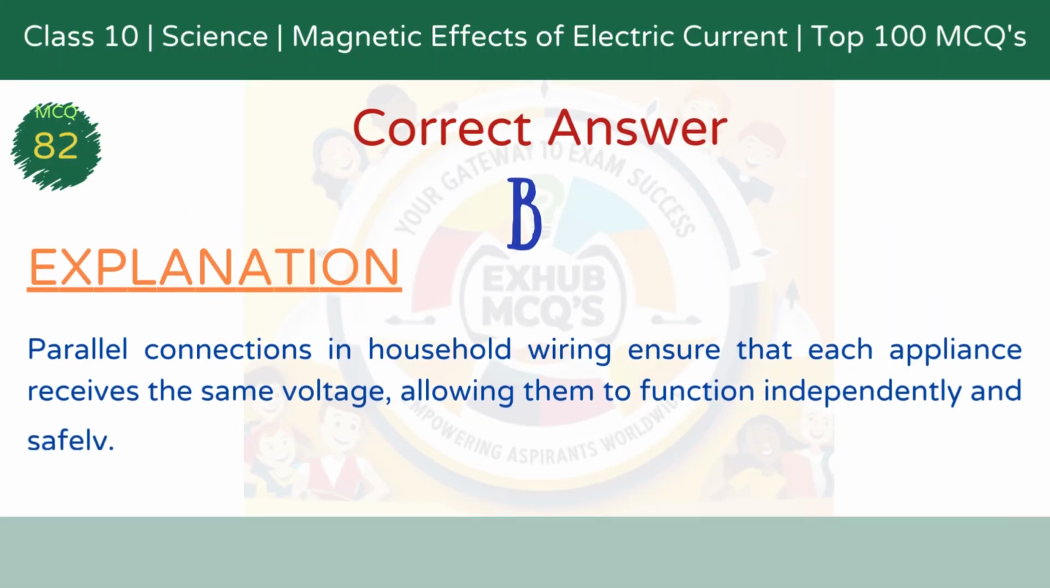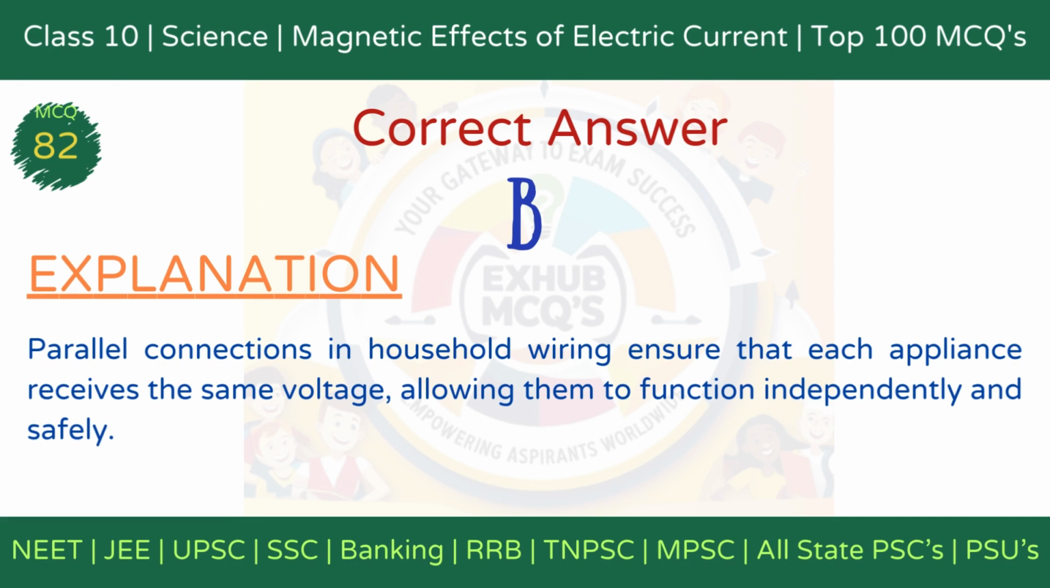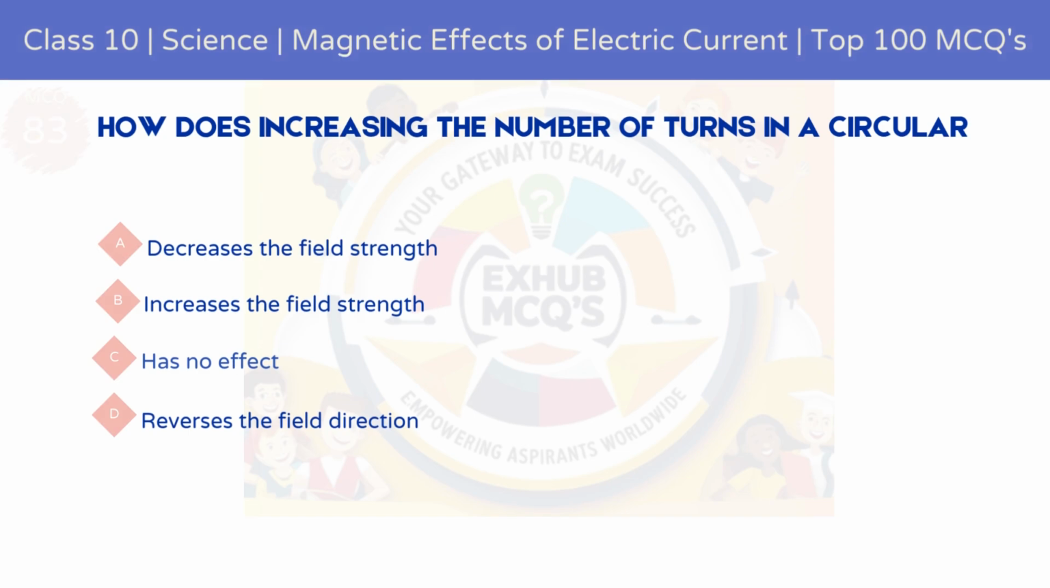The correct answer is option B, provides equal voltage to appliances. Explanation. Parallel connections in household wiring ensure that each appliance receives the same voltage, allowing them to function independently and safely without affecting other devices.